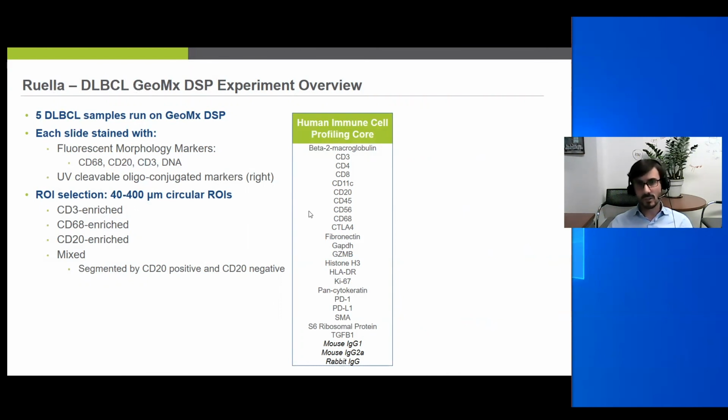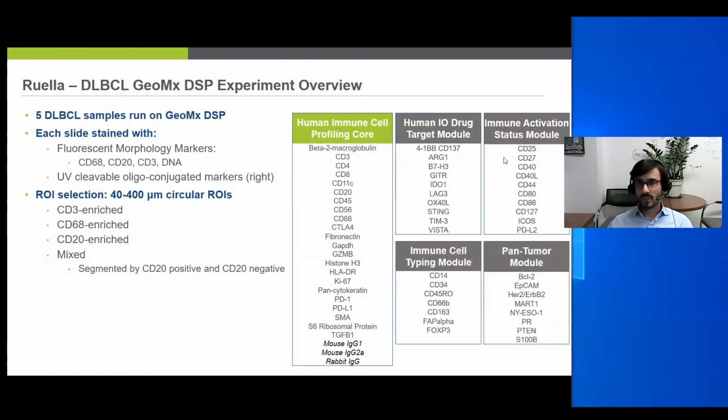And then we use these different modules. One is called the immune cell profiling core. The other ones are listed here. Basically, these are key targets for immuno-oncology. They go from exhaustion markers, to co-stimulatory markers, and so on.